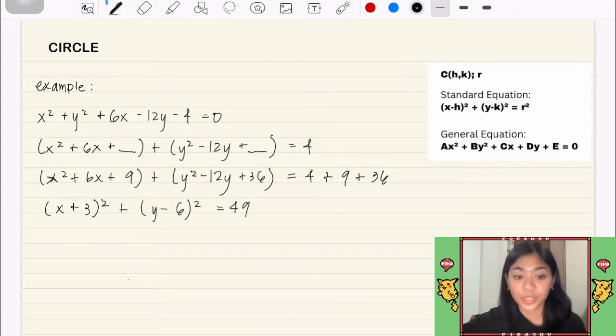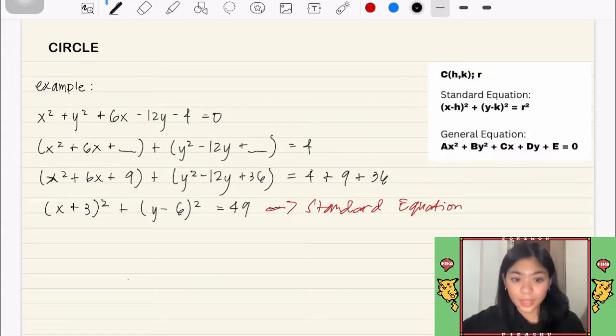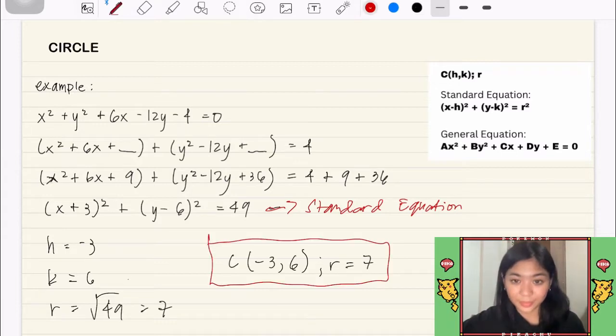Now, given that we found the standard equation, we can now easily identify the properties of a circle: center, h, k, and radius. So for the properties, we have h equals -3, k equals 6, and then we have a radius of 7. So this is how you'll write it.